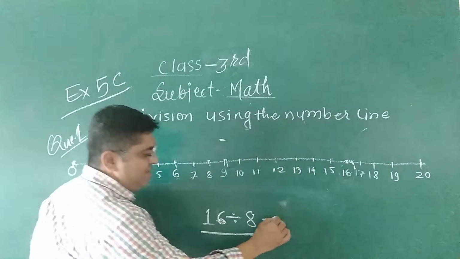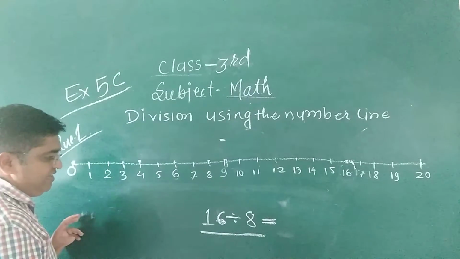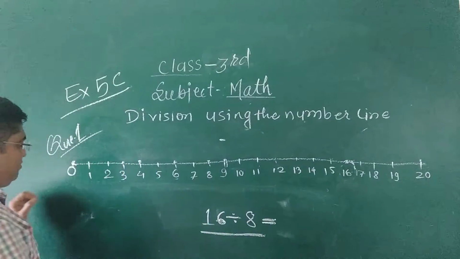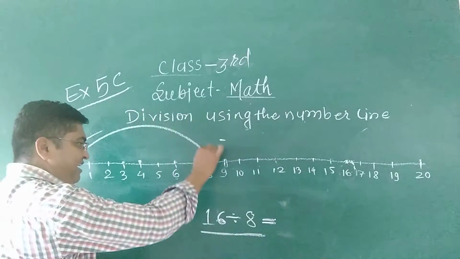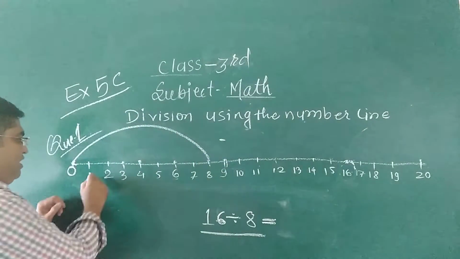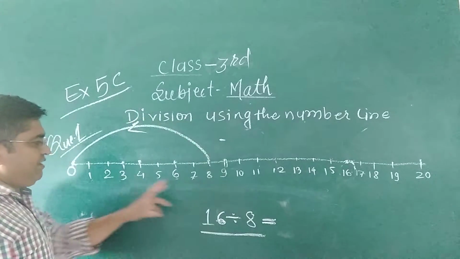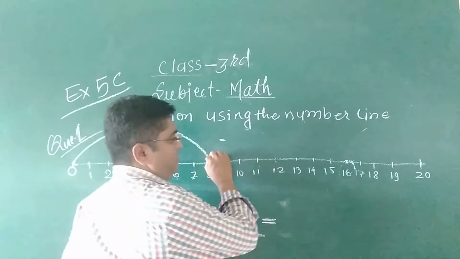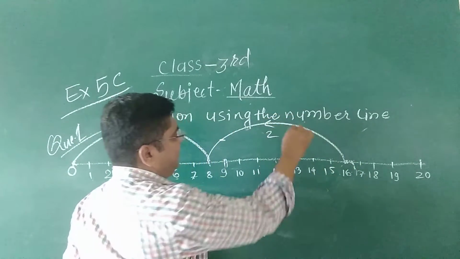16 divided by 8. Okay, so see here, what is 16 divided by 8? So what will we do here? Taking from 0 to 8. Okay, 1, 2, 3, 4, 5, 6, 7, 8. So from 0 to 8, it is the first loop. Okay, next up to the 16. It is the second.